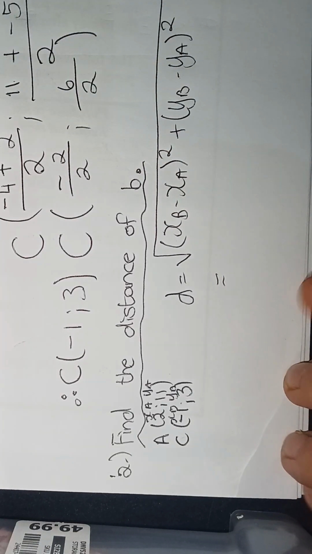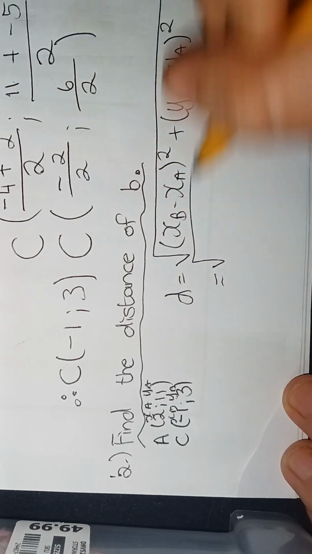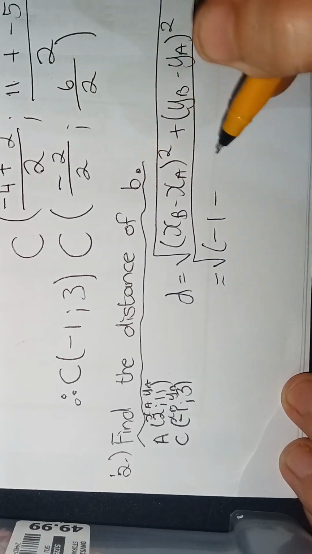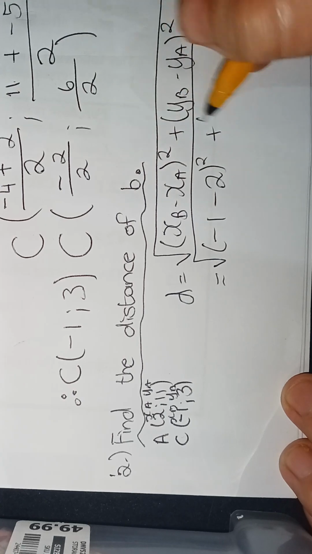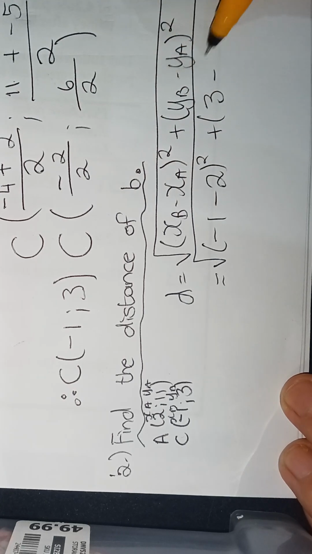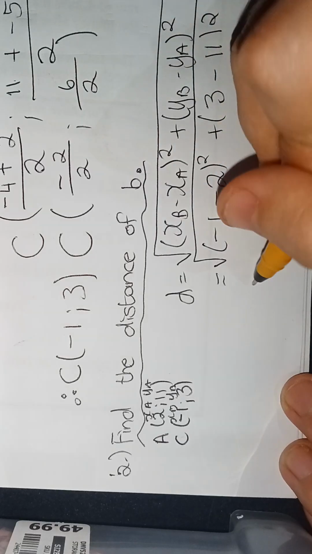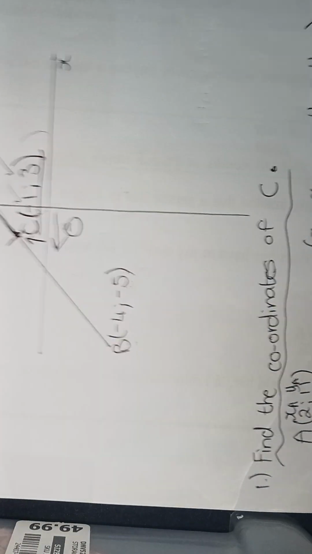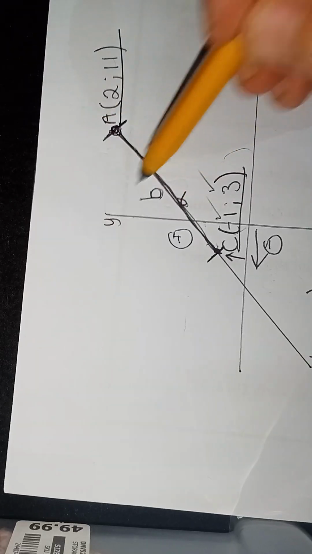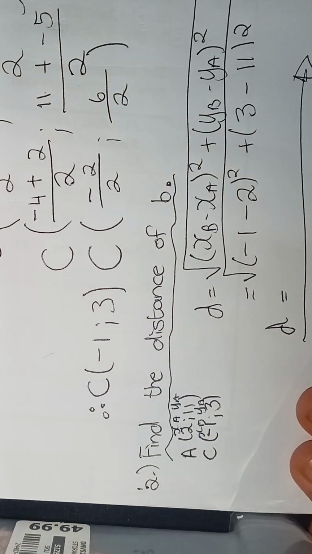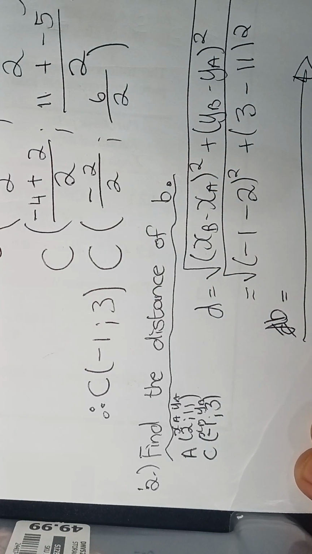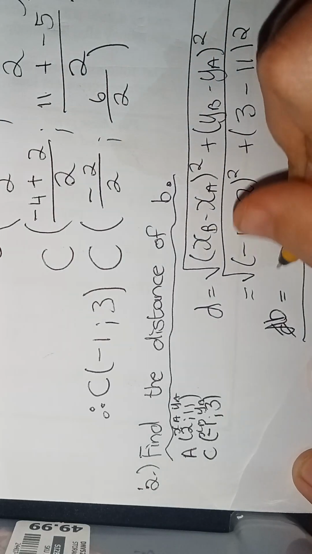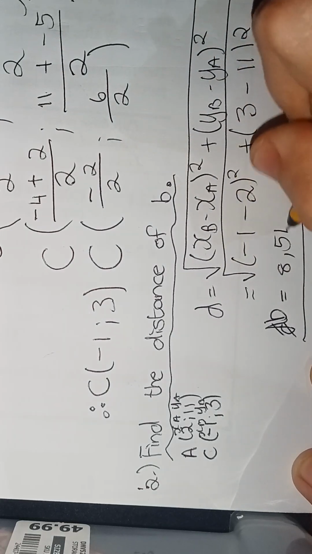Now XB was -1, minus 2, squared, plus YB was 3, minus 11, squared. So thus meaning that the distance between A and C, or the value of B, just write B in case, is then equal to 8,54.